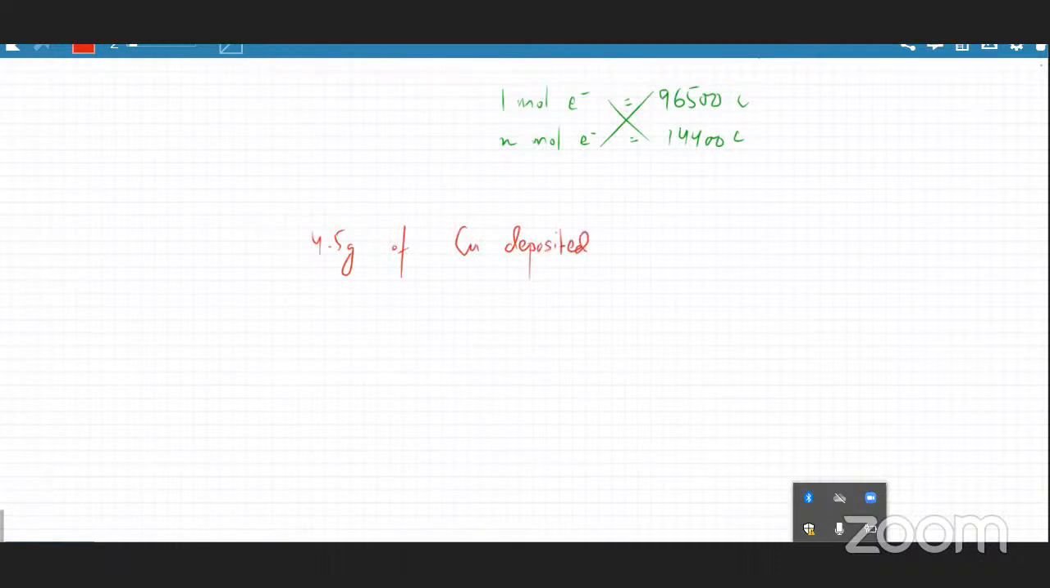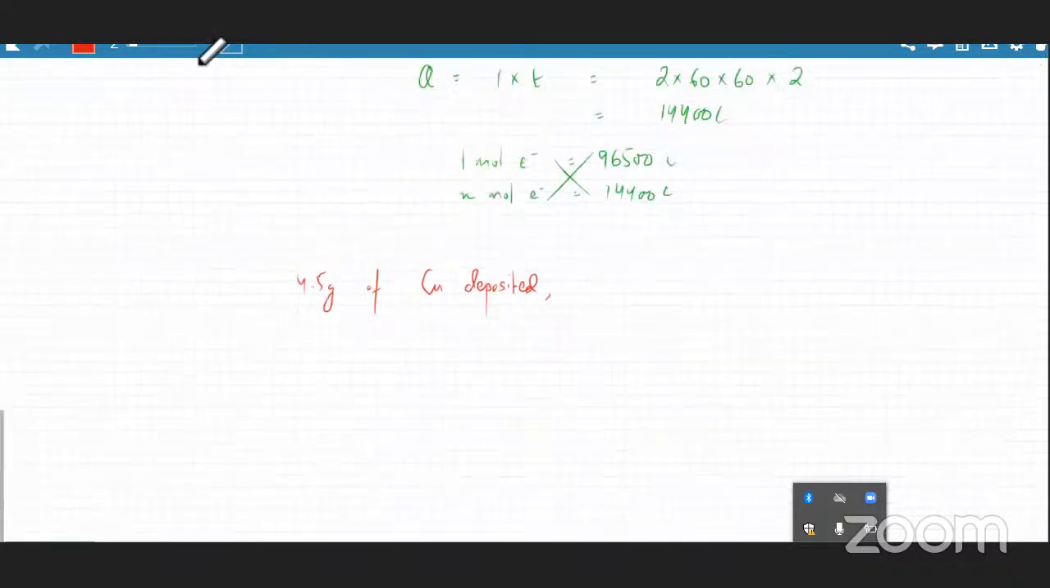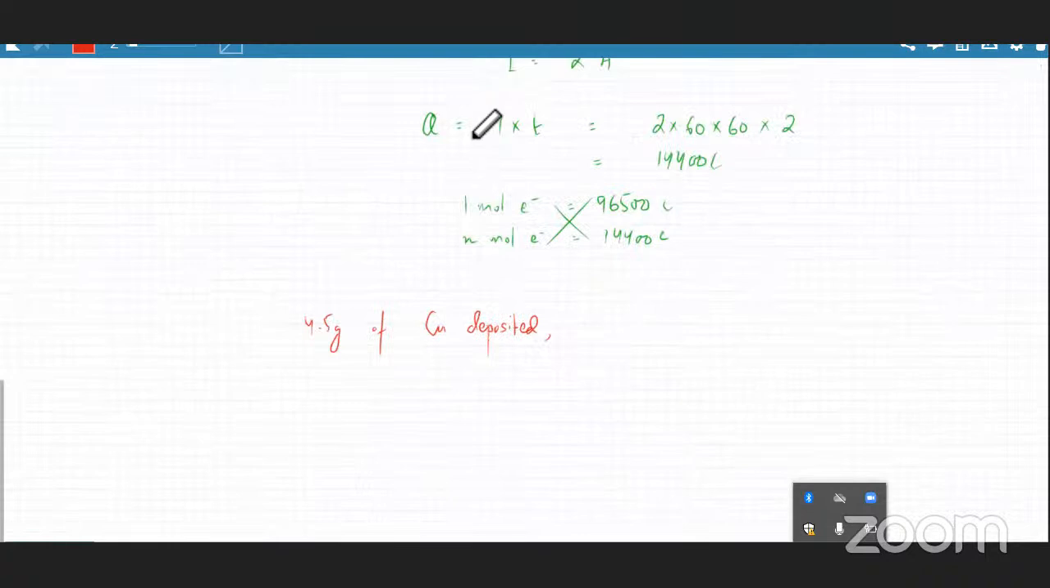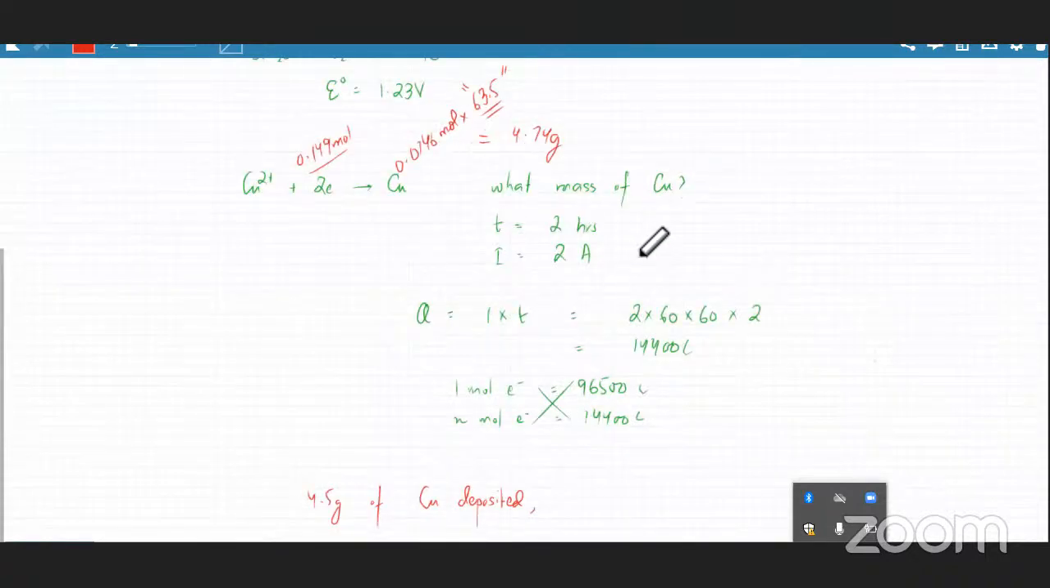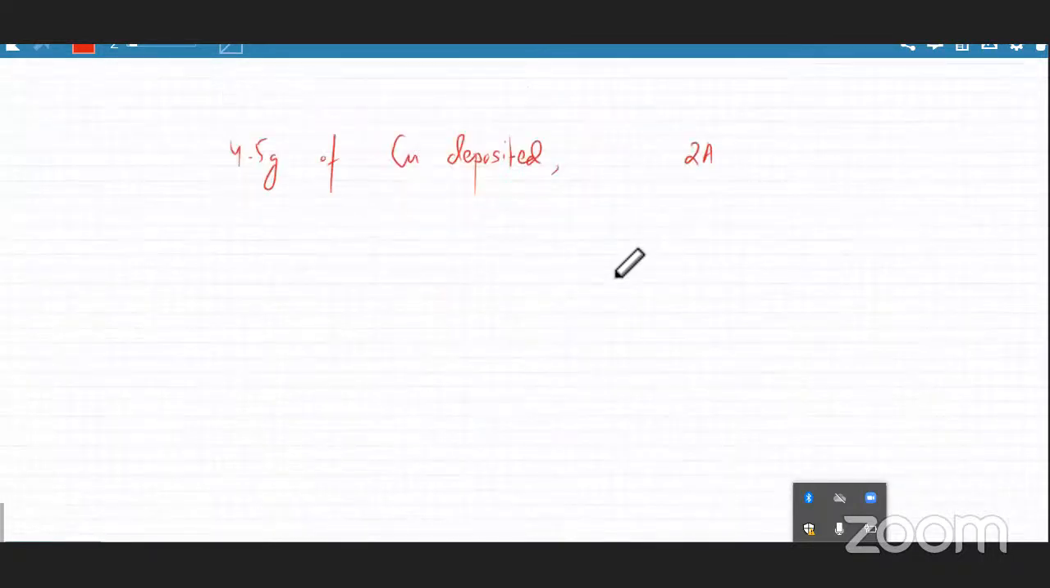And when is it deposited? Our earlier value was 4.74. So let's say 4.5 grams of copper is deposited when a current of 2 amperes is passed for 2 hours. That's the electrolysis that's happening. So we're aiming to find Avogadro's constant.